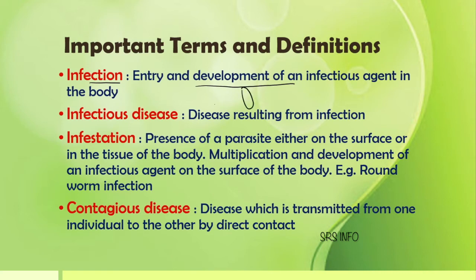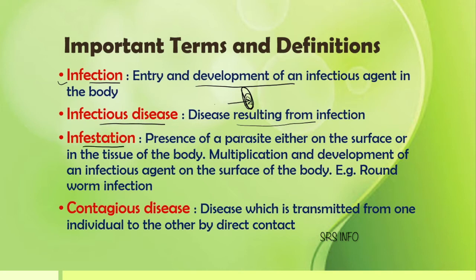See, this is the human body. The infectious agent enters into this body and it starts working, it starts growing. Then what happens? It gives infection to this patient. And the disease caused by this infection is called as infectious disease. Disease resulting from infection. Okay.